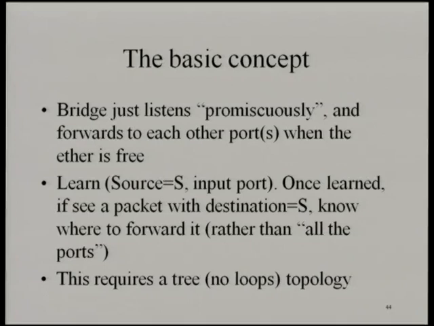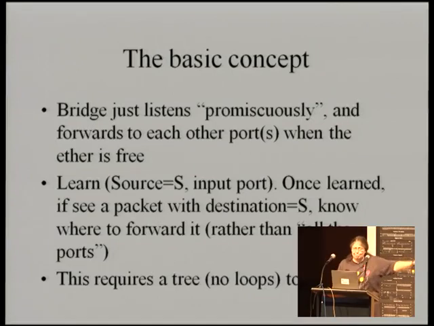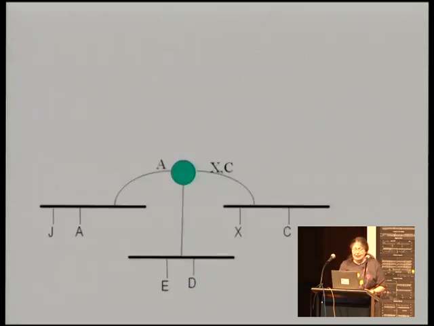So the basic concept was that this magic box called a bridge listens promiscuously, meaning it listens to every single packet on each port, and when the ether is free, it forwards it onto the other ports. It also can learn based on the source address where somebody is, so that in the future, if there's a packet addressed to someone he's heard from recently, he doesn't need to flood it through everything. He may not need to forward it at all if it's on the same port that he heard it from. This basic idea requires a tree, a topology with no loops. So this is the basic concept where this guy has learned that A is on this port.